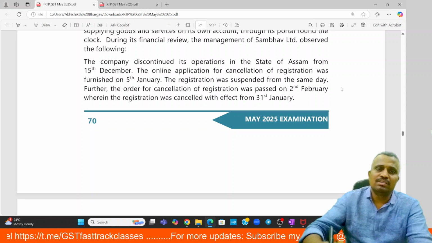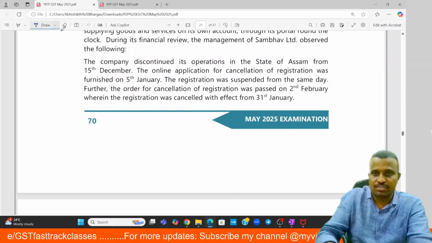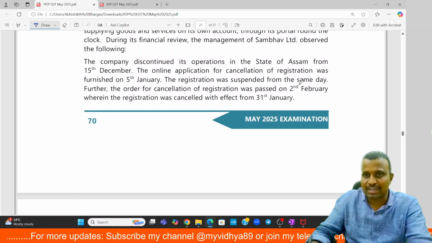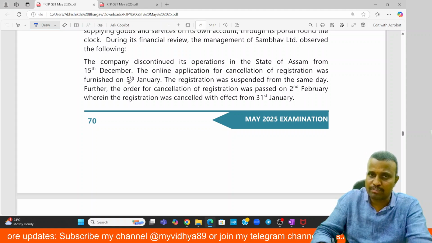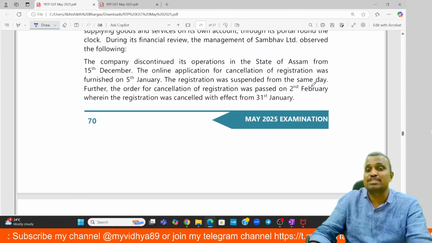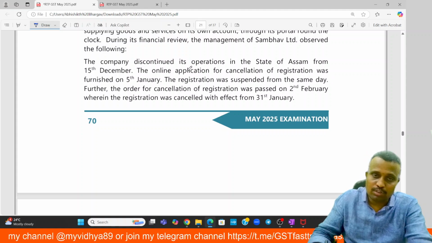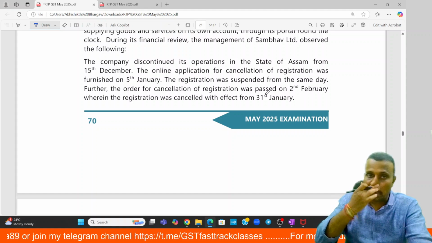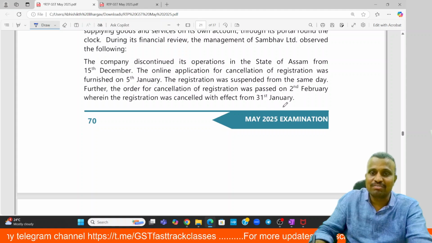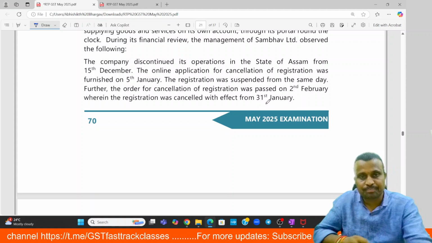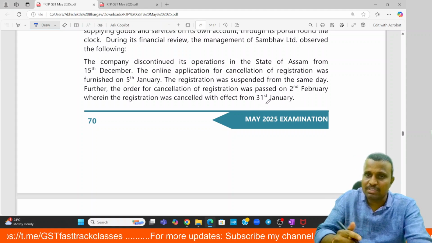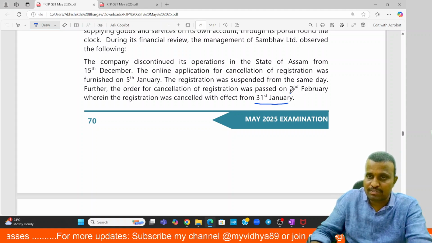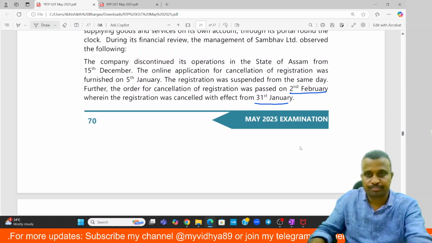So coming to the second one, the company discontinued its operations in the state of Assam from 15th December. The online application for cancellation of registration was furnished on 5th January, and the registration was suspended from the same day. Further, the order for cancellation of the registration was passed on 2nd February, wherein the registration was cancelled with effect from 31st January. So the effective date of cancellation of registration is 31st January, but the order has been passed on 2nd February.